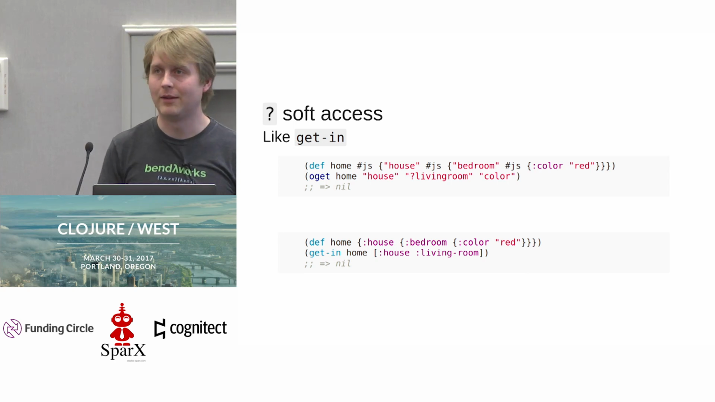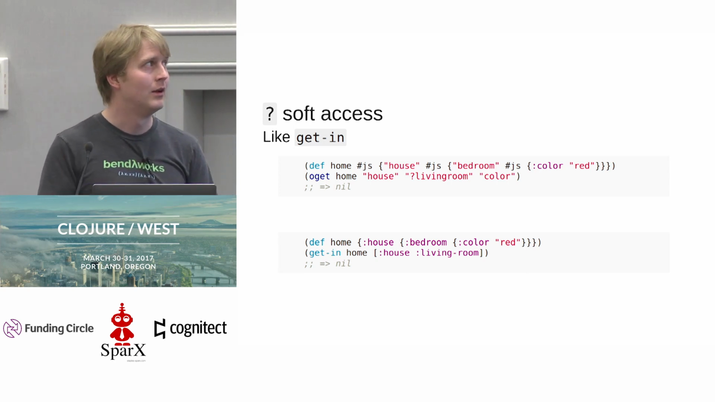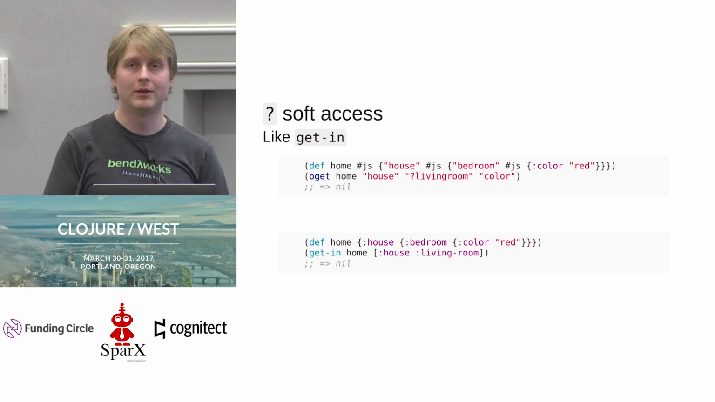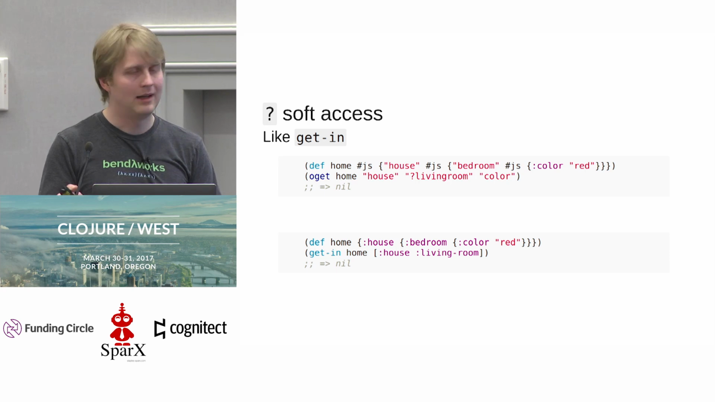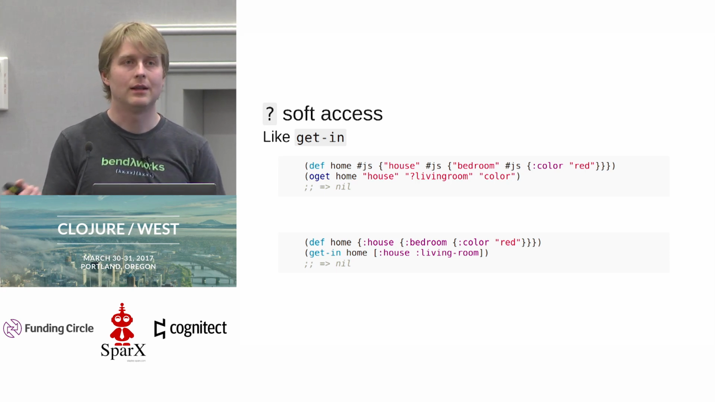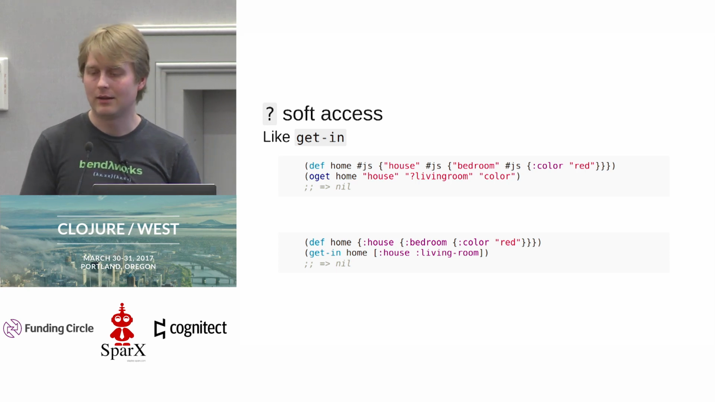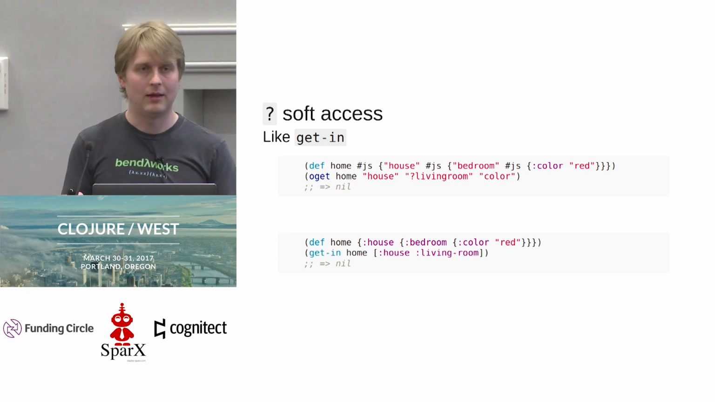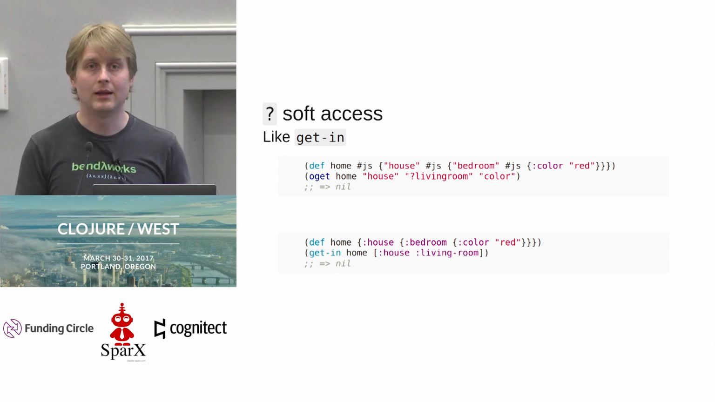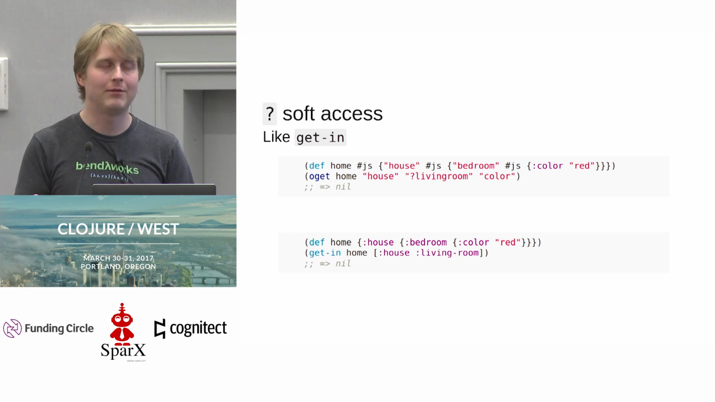And I like to think of the question mark, or soft access modifier, as being like get-in, where if we want to get our home's living room's color that does not exist, we'll just get a nil value instead of a runtime error, the same way that get-in allows accessing nested keys for a hash map.